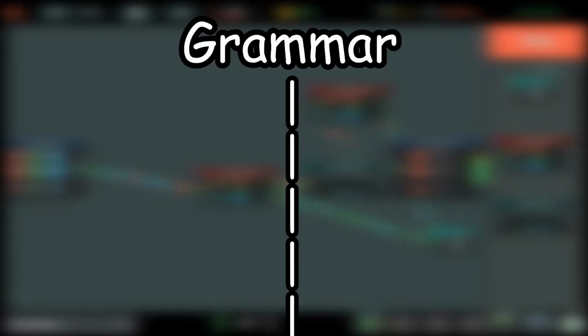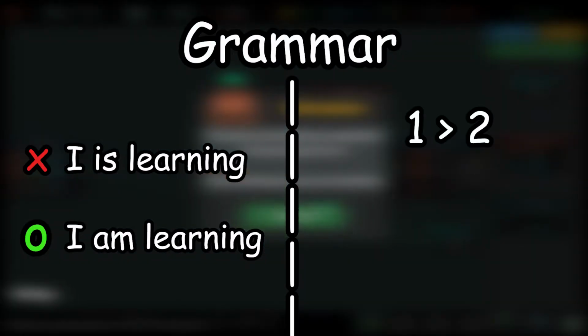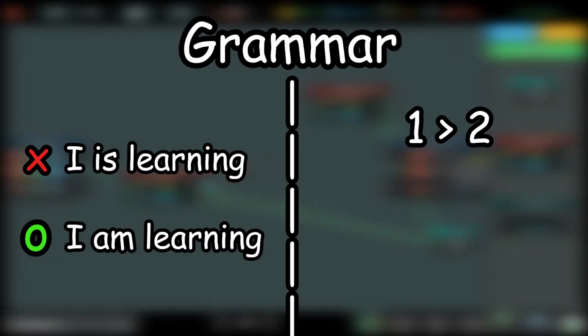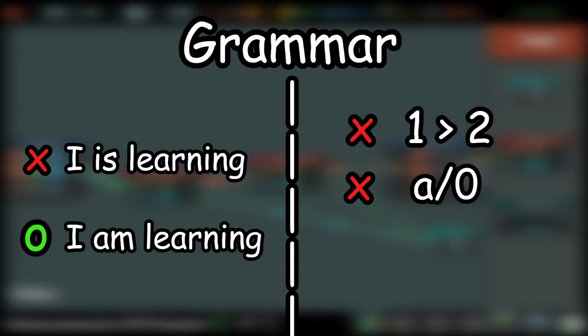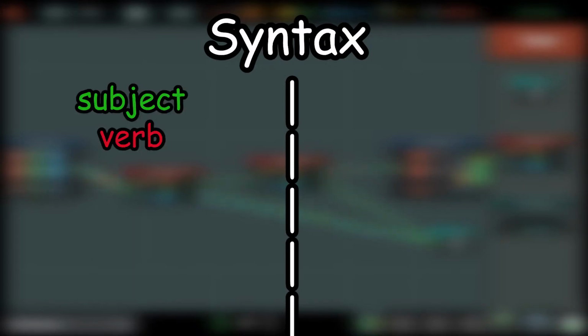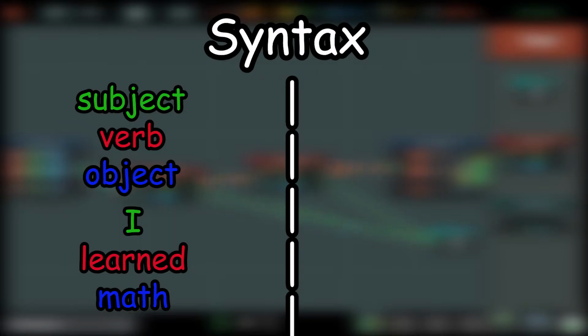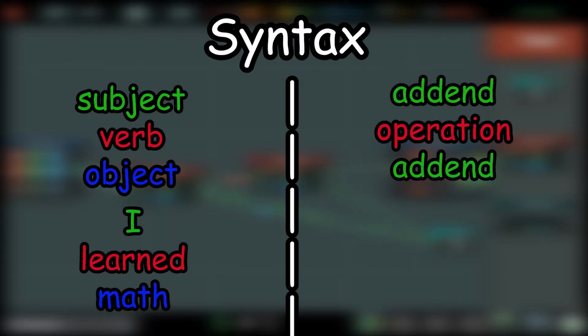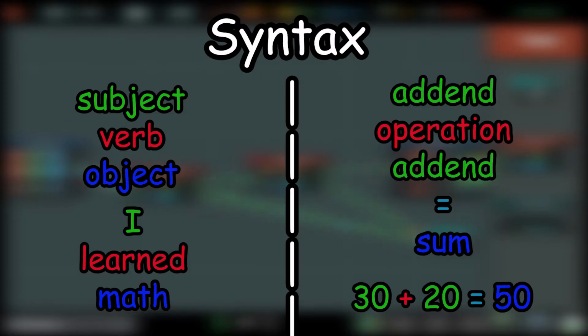Rules on how vocabulary is used, or in one word, grammar. 1 is greater than 2. That sounds grammatically incorrect, and you can't divide a number with 0. That's illegal. A syntax, meaning structures, like subject, verb, object is to "I learned math"; addend, operation, addend is equal to sum is to 30 plus 20 is 50.